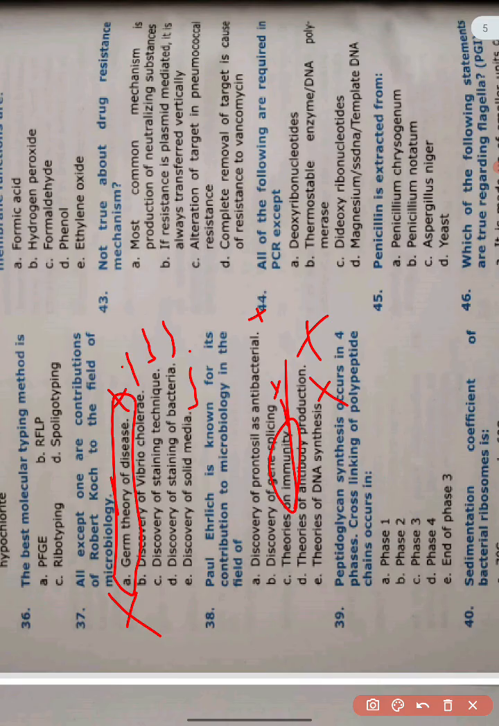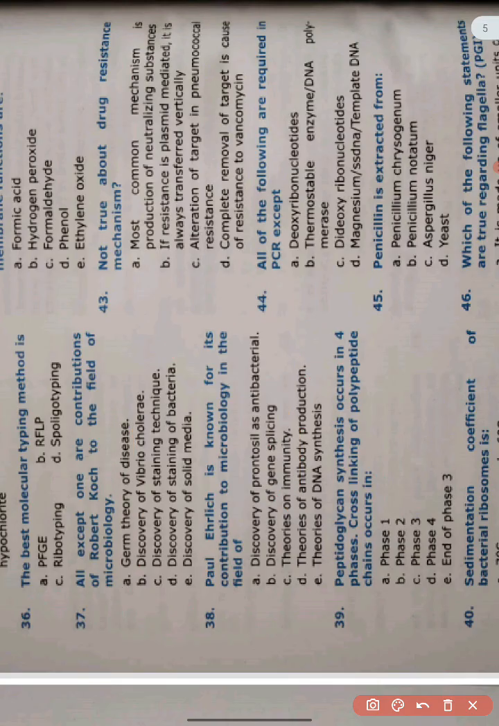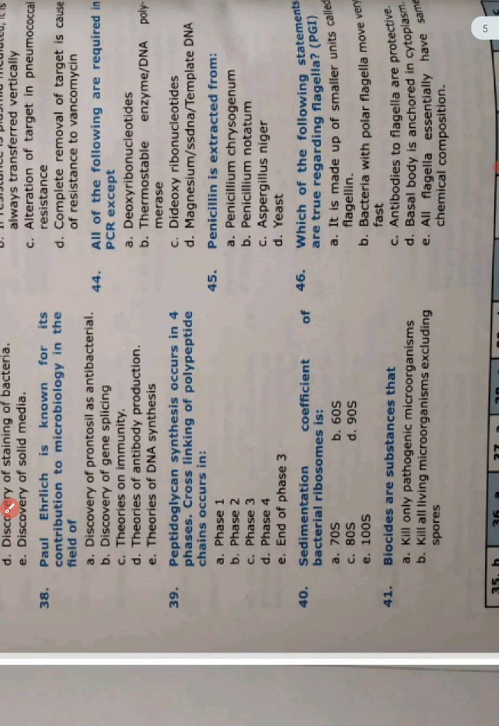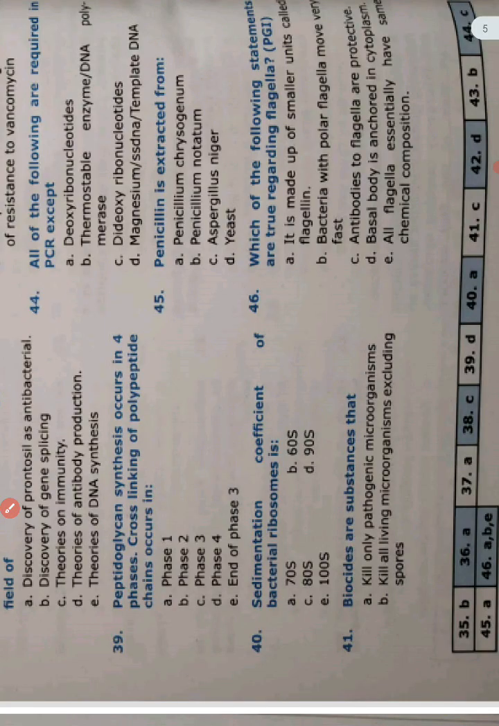Prontosil was given by Domagk. Then Jerne's theory of antibody protection using the concept of clonal selection, that antibody production theory of clonal selection, was given by Jerne. Okay, this is not very much required. Paul Ehrlich gave the theories of immunity.